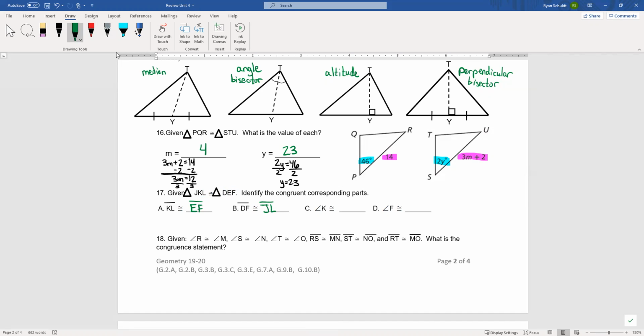Then they have angle K. K is our second angle. So that goes with E. Angle E. And then last but not least, they ask us about angle F. F goes with L. So angle L.